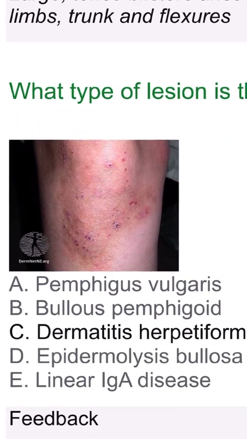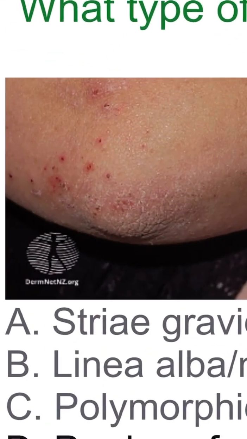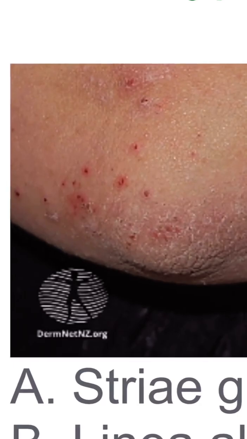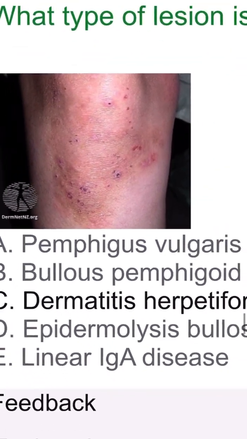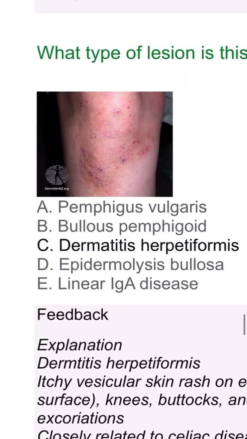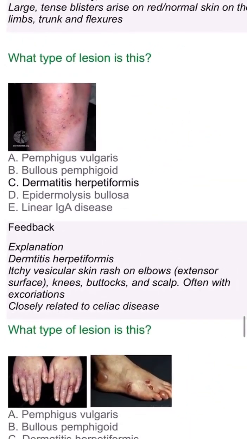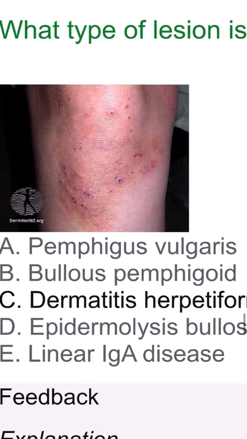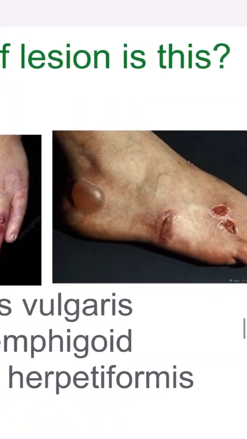Dermatitis herpetiformis. This is dermatitis herpetiformis, and this is prurigo of pregnancy. See, it's pinkish in color. So this is dermatitis herpetiformis, common in celiac disease patients. It is an itchy vesicular skin rash on the elbows, extensor surfaces, knees, buttocks, and scalp, often with excoriation, closely related to celiac disease. Okay, so dermatitis herpetiformis. Which type of lesion is this?